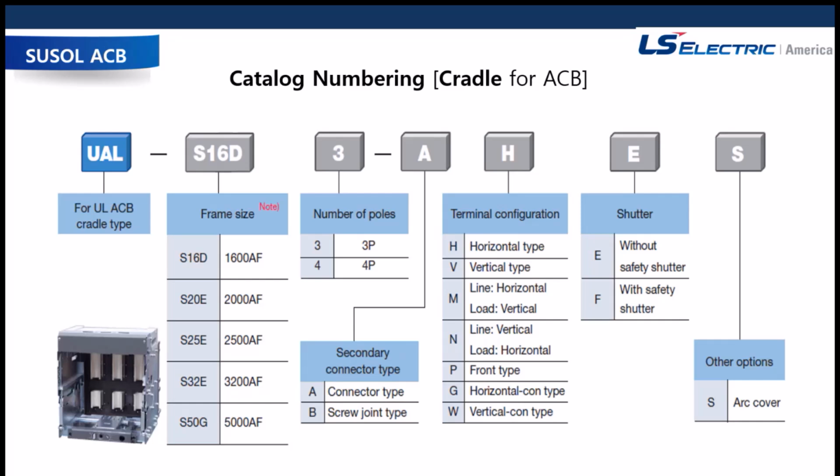Catalog numbering for the cradle, pretty self-explanatory. You just have to basically say type of communication, number of poles, and then obviously the ampere frame, and obviously the arc cover if you want an arc cover or not.